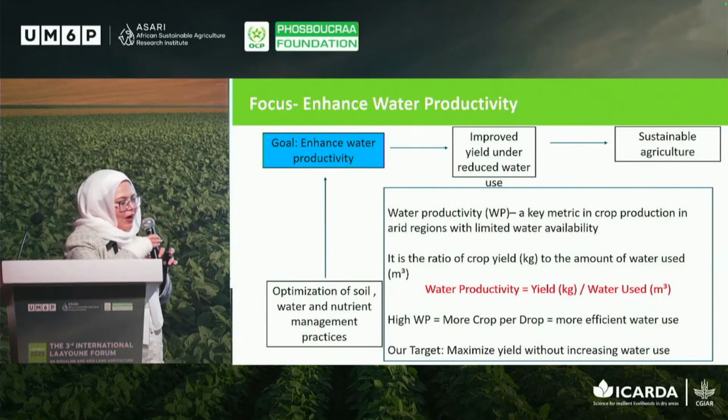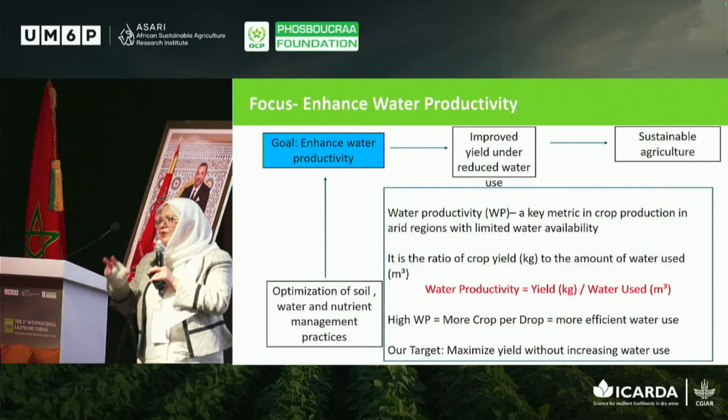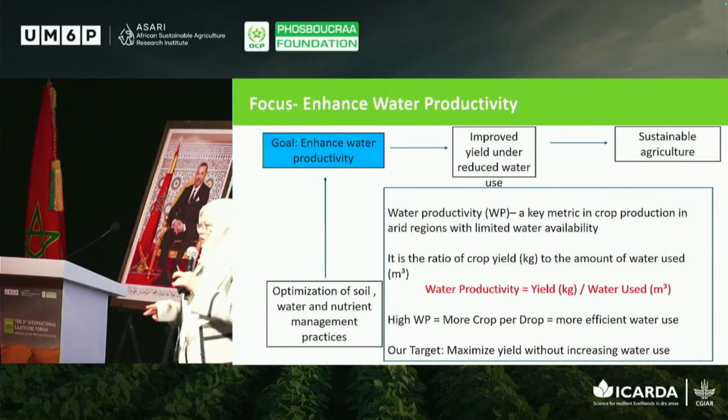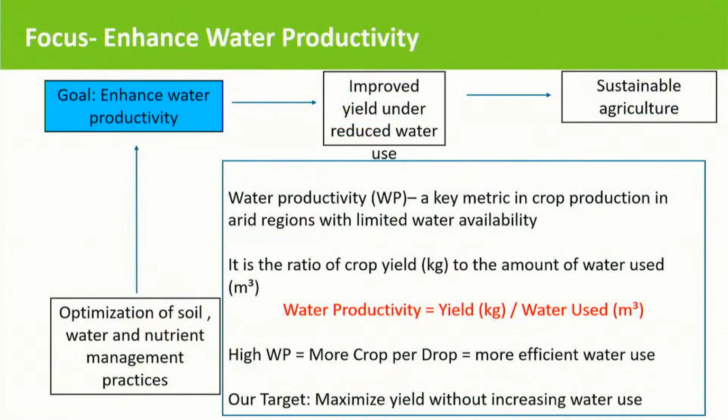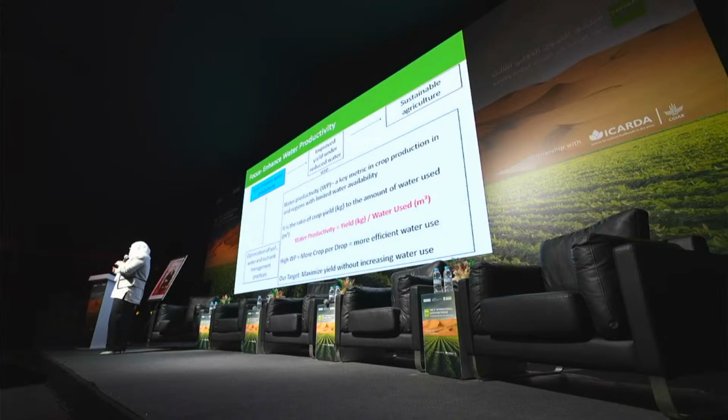Okay, now this work is part of a big project. The big project is producing the seeds, then application of smart agriculture. In this presentation, the goal is to enhance water productivity. Enhancing water productivity, what does it mean? It means we need little water to produce a crop. This is the major thing.